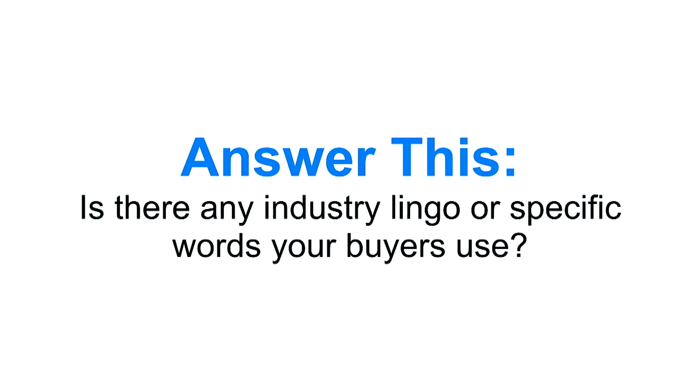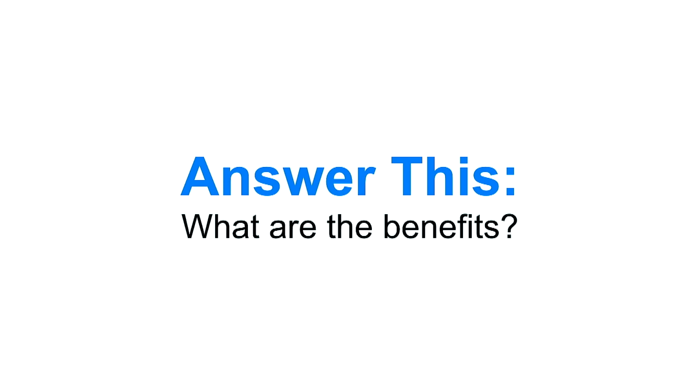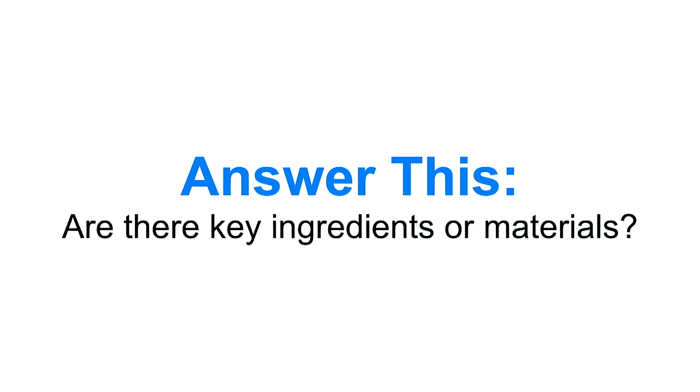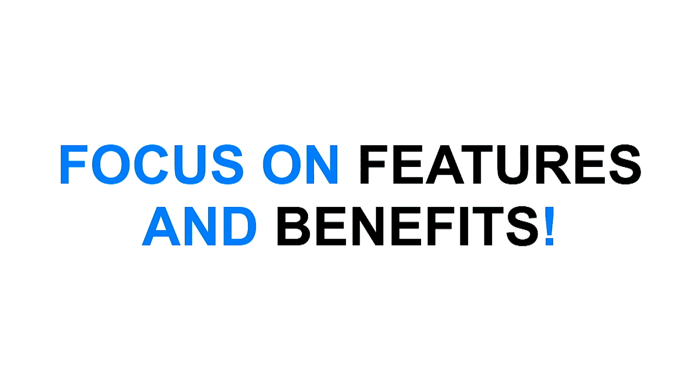Is there any industry lingo or specific words that our buyers use that we can include in our product copy? Like, what is this thing? How do you use it? What are the benefits of it? How is it made? Are there any key ingredients or materials that we can talk about? Is there any science or proof or uniqueness that we can add into our product description? We really want to focus on both features and benefits.